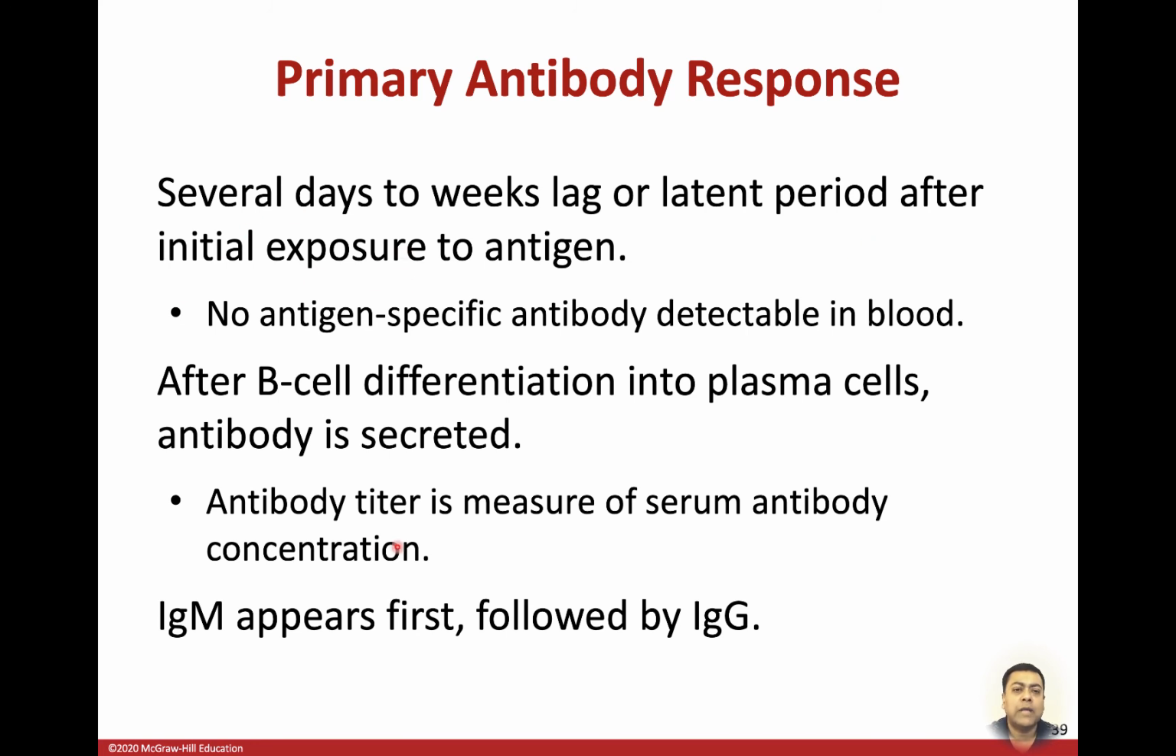Your primary antibody response takes several days or weeks of lag or latent period after the initial exposure to the antigen, as no specific antibody is detectable in the blood. After the B cell differentiates into the plasma cell, antibody is secreted. Antibody titer is the measure of serum antibody concentration. Sometimes the doctors say that we need to check your antibody titer. That means, suppose you have taken a vaccination, the doctor wants to double check whether you really have that antibody in your blood or not. As you can see, IgM appears as the first antibody, followed by IgG.